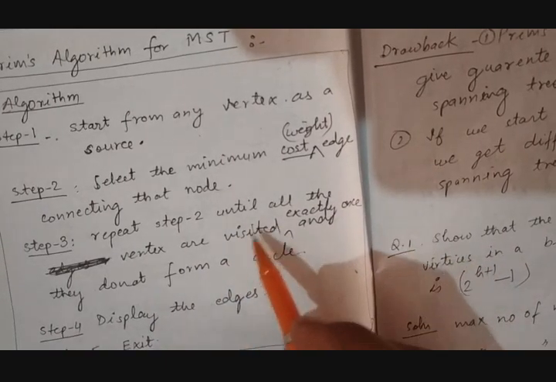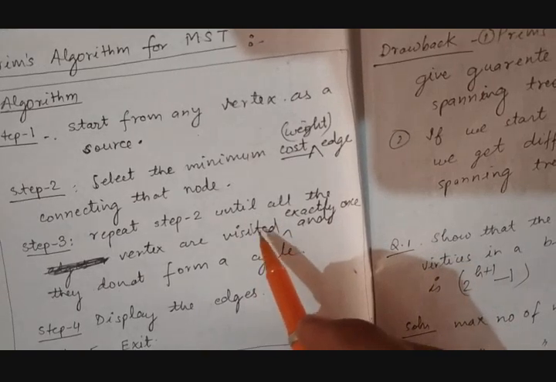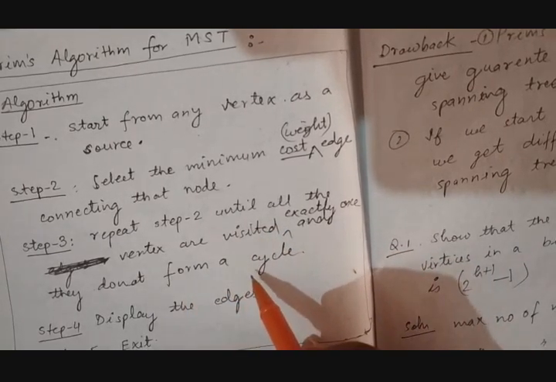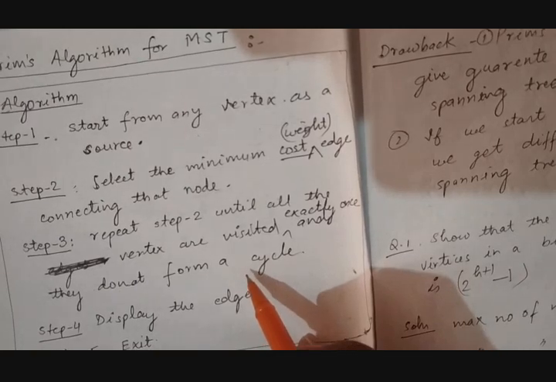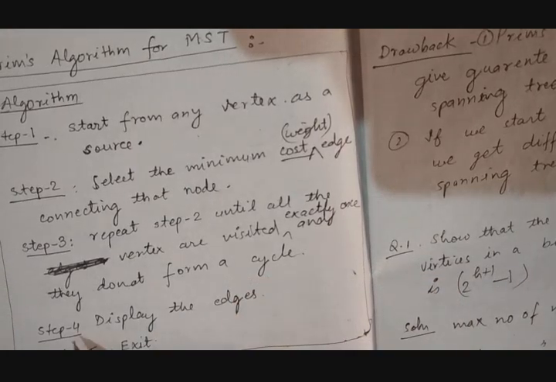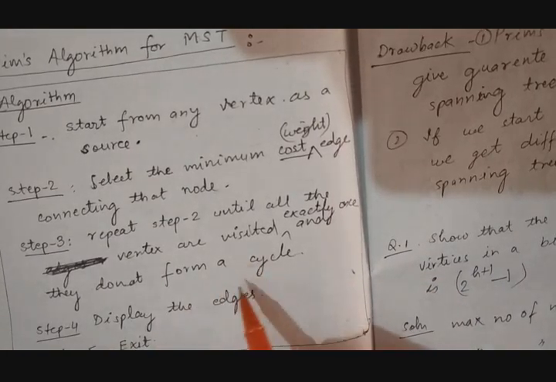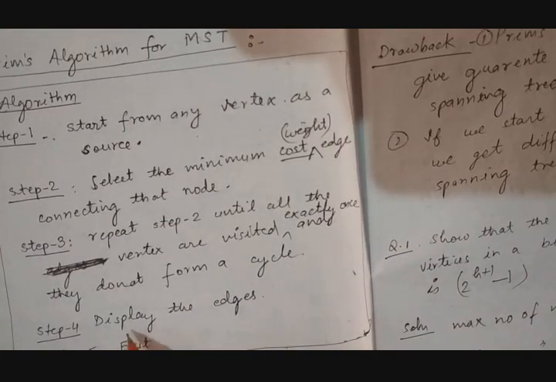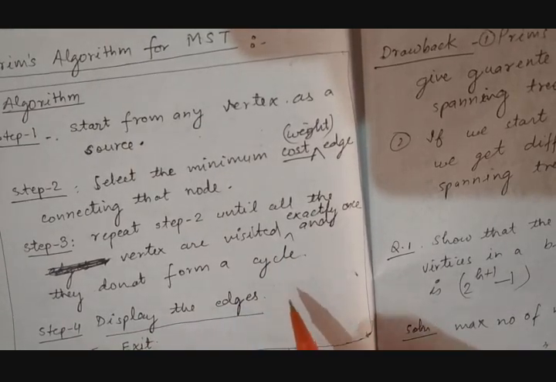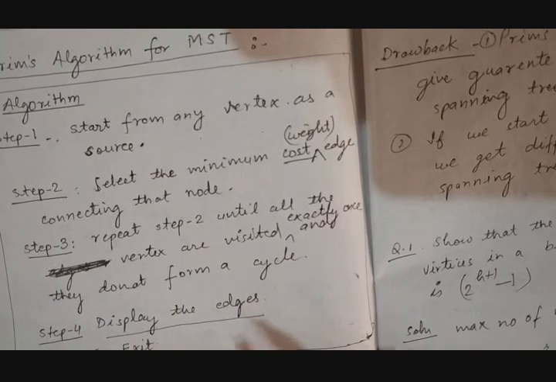And the another condition is that it should also not form a cycle. If it is forming a cycle, we don't have to move ahead. Now step 4: after visiting all the nodes exactly once, we will display the edges. This will be nothing but your minimum spanning tree, and we will exit from this algorithm.